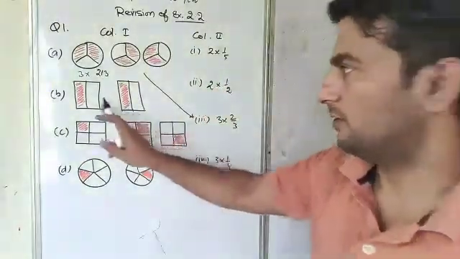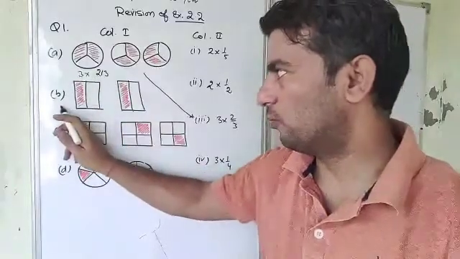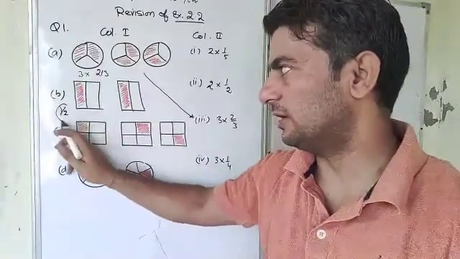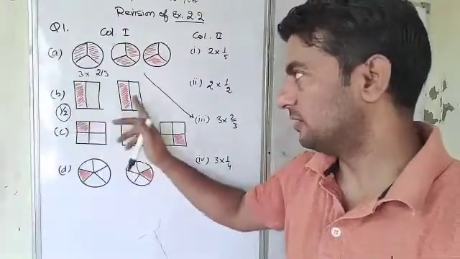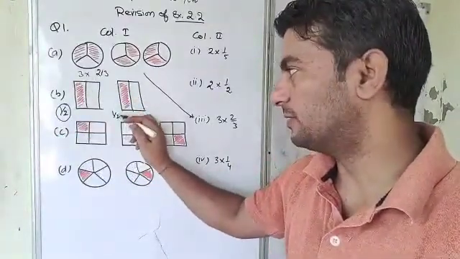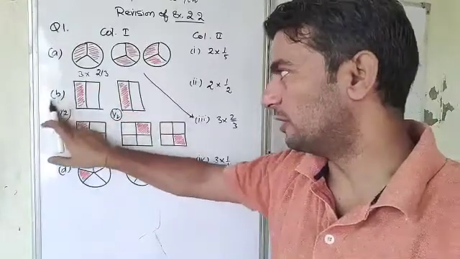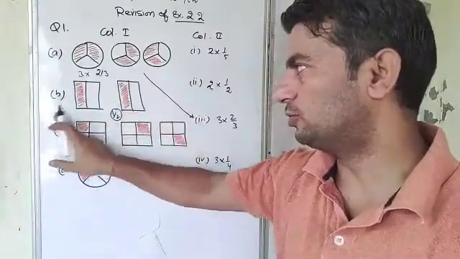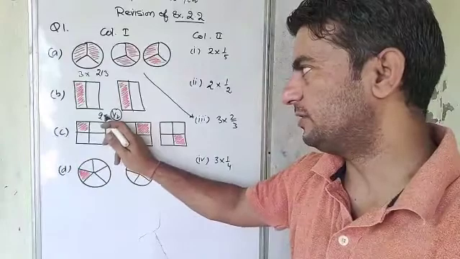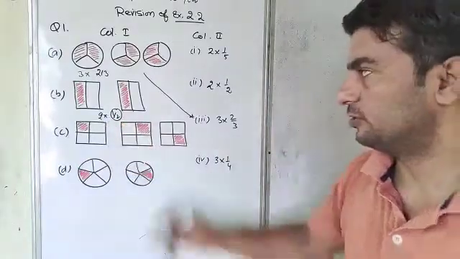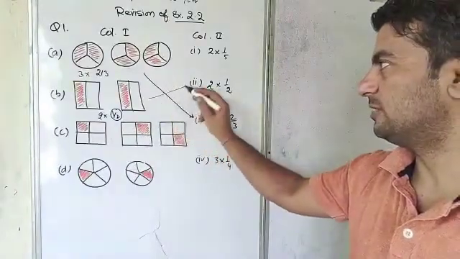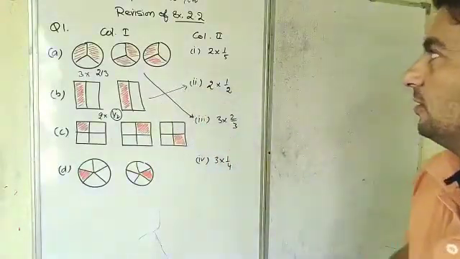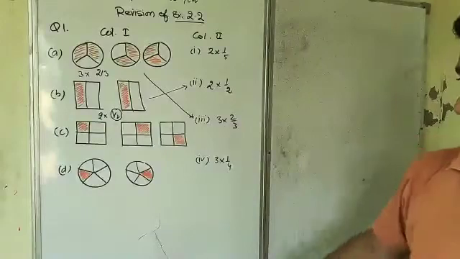Okay. Now here the diagram represents 1 out of 2 parts colored. Similarly here 1 out of 2 parts is colored. So if both are the same value and there are 2 such diagrams, we multiply it by 2. We say 2 से multiply करेंगे. So 2 multiplying 1 by 2. Which data is representing this? The column number 2.